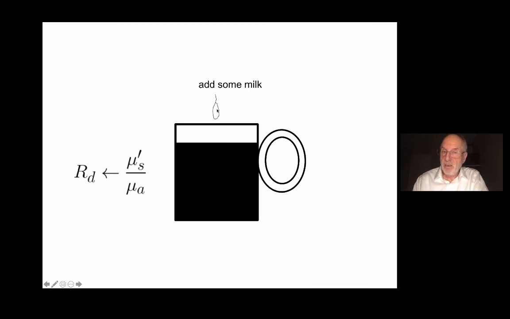Now I add some milk, a tablespoon of milk or a little tub of milk, but a standard amount of milk. Therefore, I've increased mu sub s prime by a known amount. Now the reflectance may be very high after adding milk because the absorption was actually quite low. So a known amount of scattering over a very low absorption suddenly gives you high reflectance. The coffee now looks rather white, so it's a weak coffee.